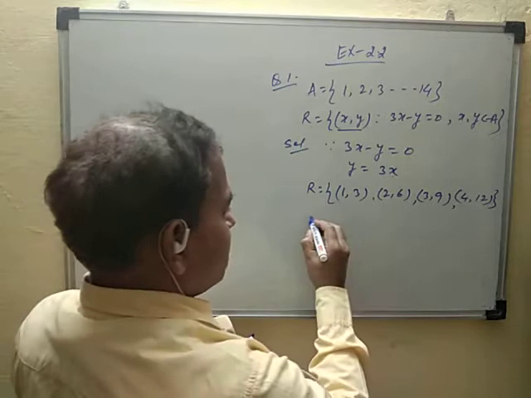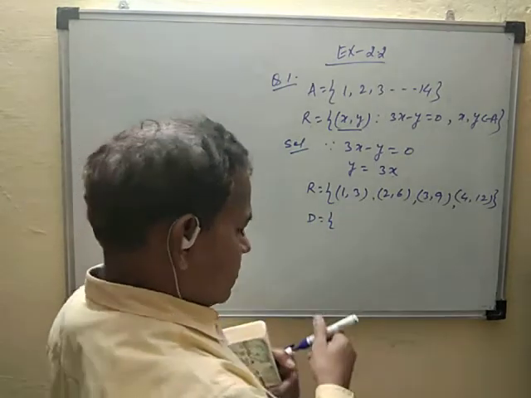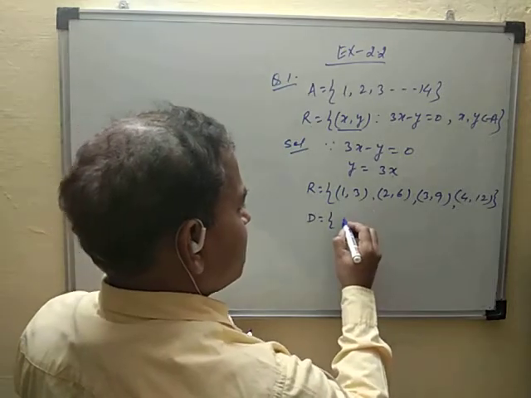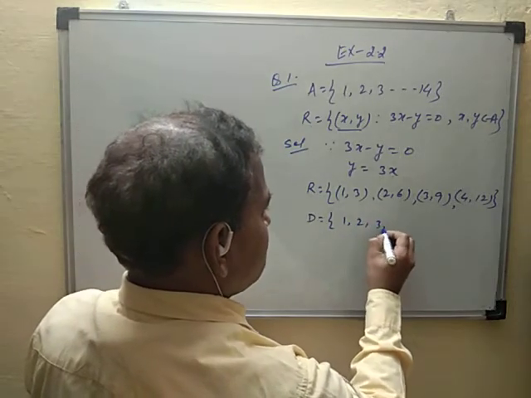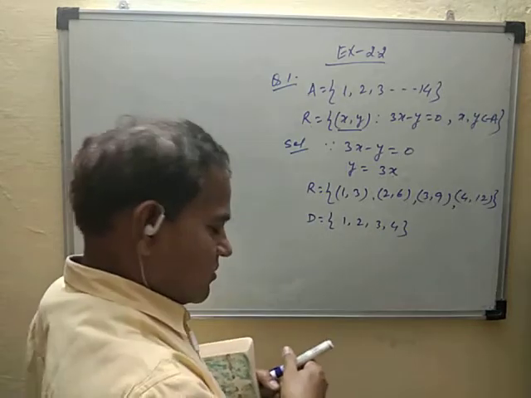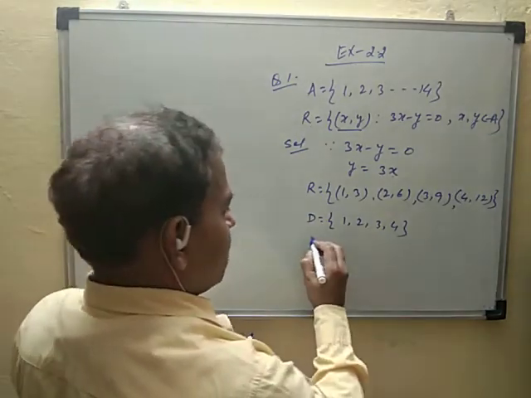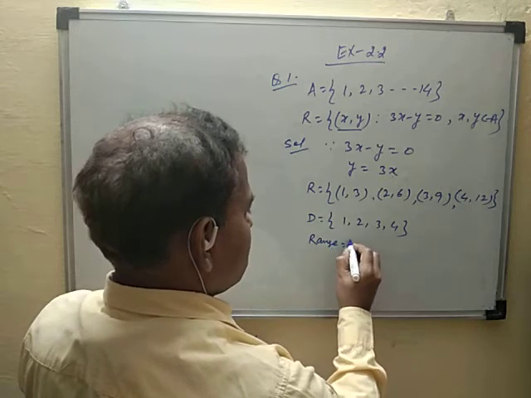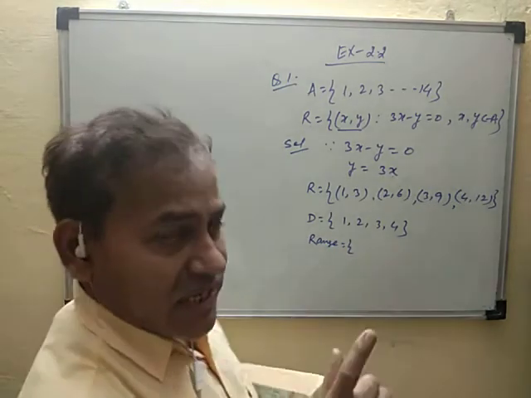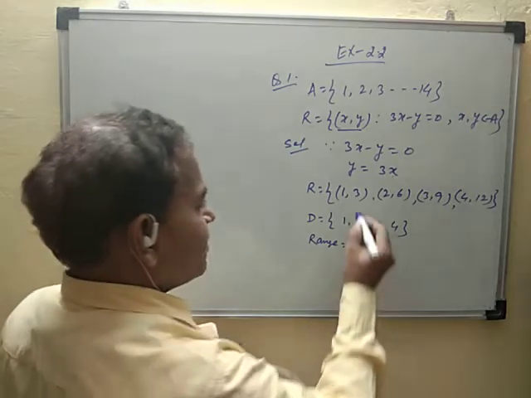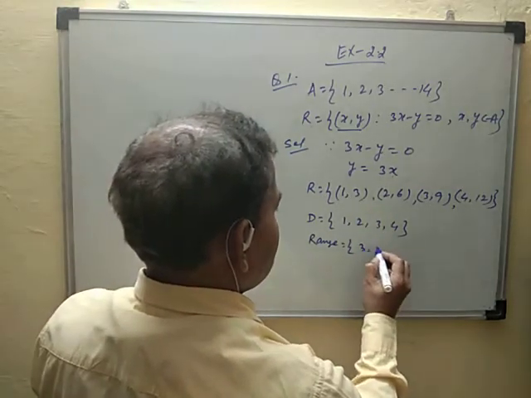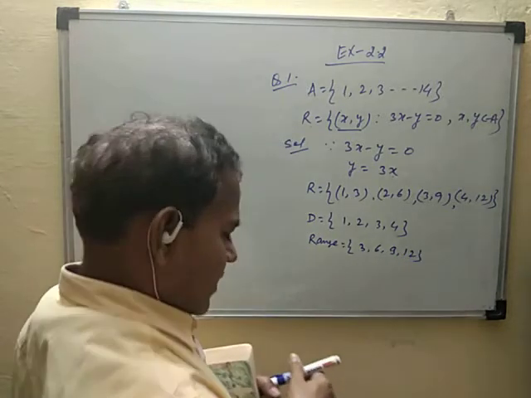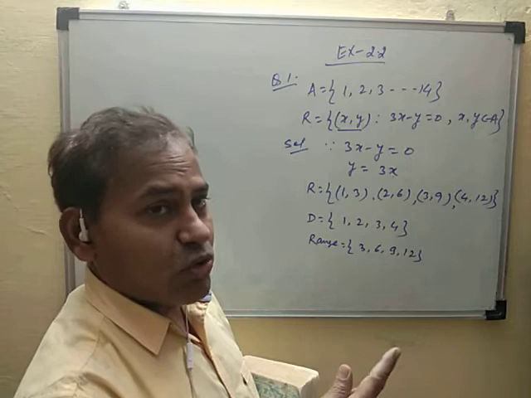So now find the domain. The domain is equal to the set of all first entries. What are the first entries? 1, 2, 3 and 4. This is the domain. And what is the range? Range is equal to the set of second entries. What are the second entries? 3, 6, 9 and 12. This is the range. And what is the codomain?